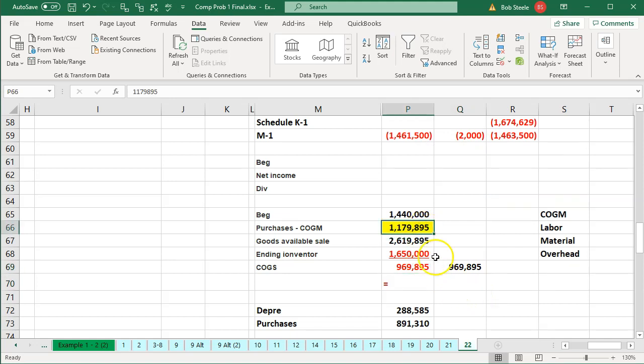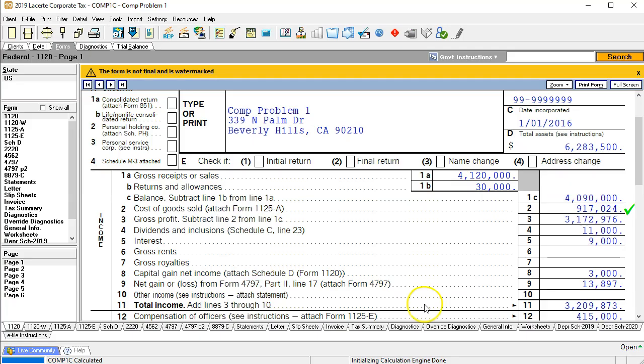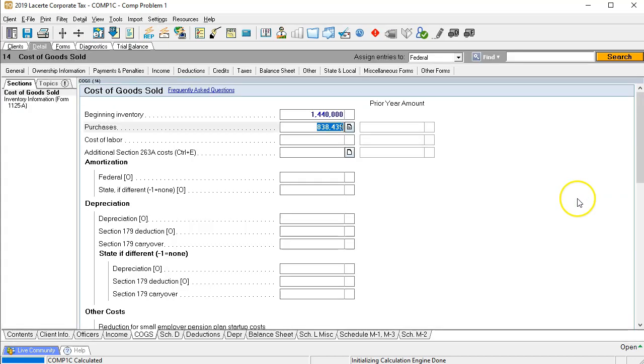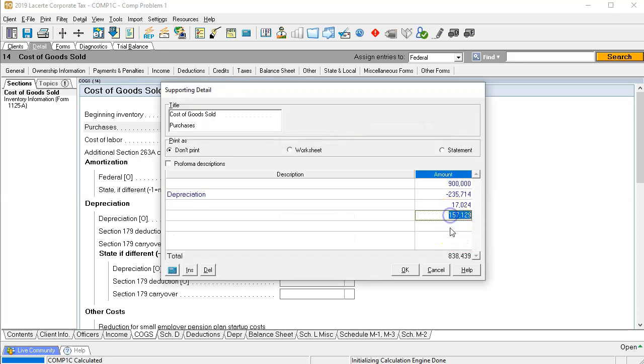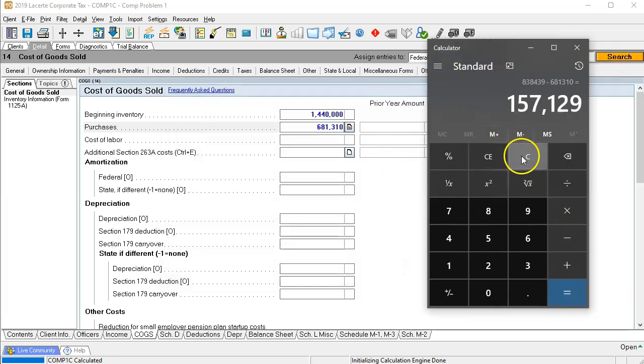Now we're going to go back to the tax return and adjust this number. So we'll go back to our tax return. We're going to go to the 1125. We want to adjust the purchases number. So the purchases number, we're going to be adjusting here. It's this last piece. And notice this is nice that I didn't delete the numbers that were there before, because we still can see the adjustments we had there before. Now we have the 681310.